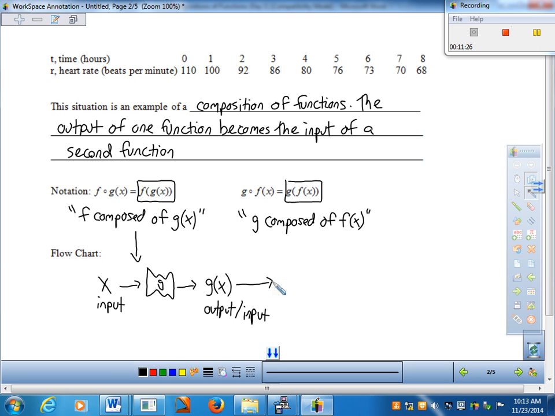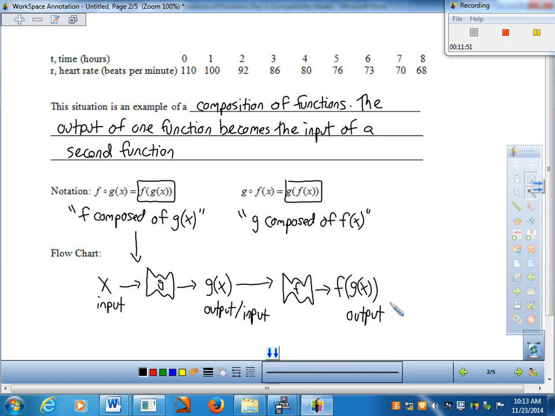So let's go ahead and make our little function machine one more time here. Oh boy, that's not too bad. There we go. And so you can see g of x now goes into the f function. Our f function tells us what to do to this. And after it does it, out comes f composed of that g of x, our output.